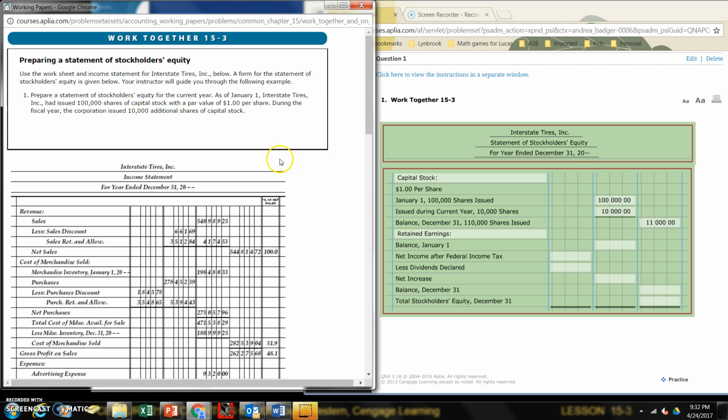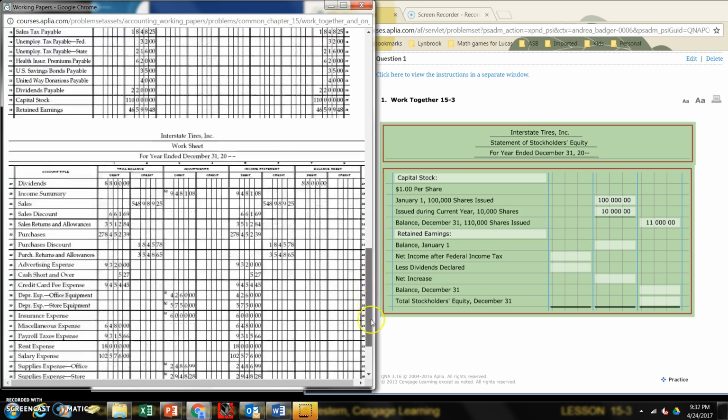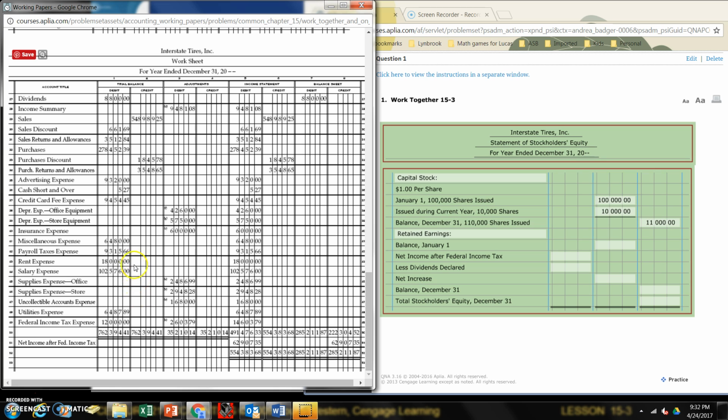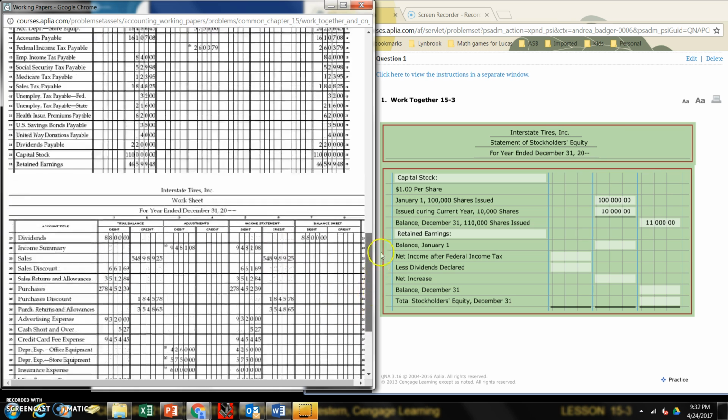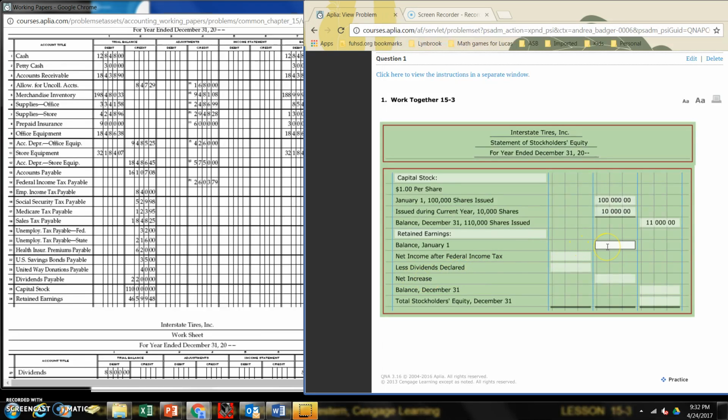Okay, our next section is the retained earnings, and then our balance January 1. Well, where am I going to find that? I'm going to have to scroll over here and scroll down, and I'm going to see that my, oops, I scrolled too far. Retained earnings. So this balance on the worksheet is going to be the beginning balance. It actually also ends up being the ending balance here. So my retained earnings was $46,599.48.